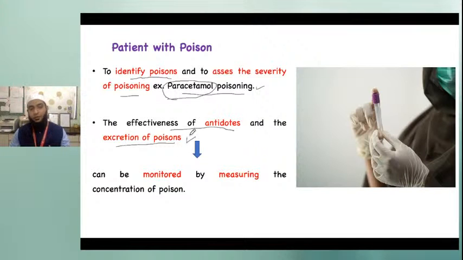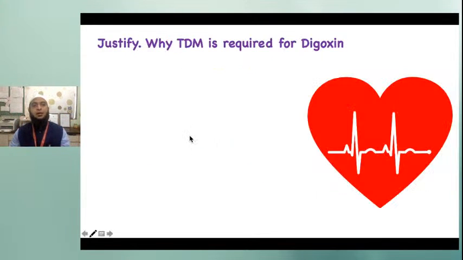With the help of this, you can control the patient's condition by monitoring or measuring the concentration of the poison, and accordingly you can decide what strategy can be adopted to control the condition of that individual patient. Okay. So we have seen the indications. We have seen 4 criteria and 4 indications for therapeutic drug monitoring.